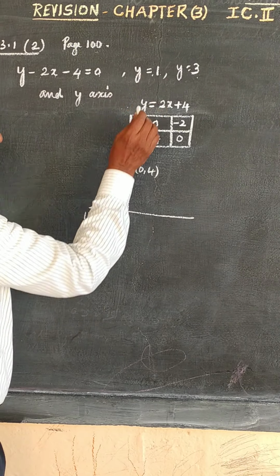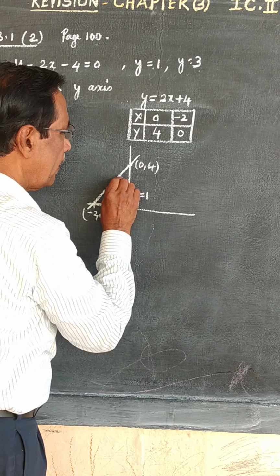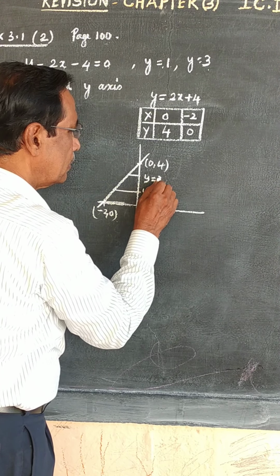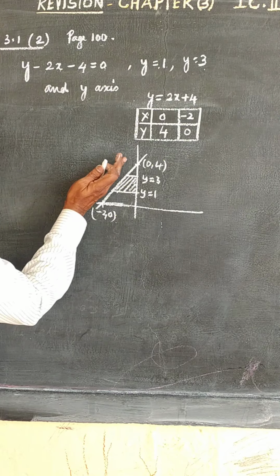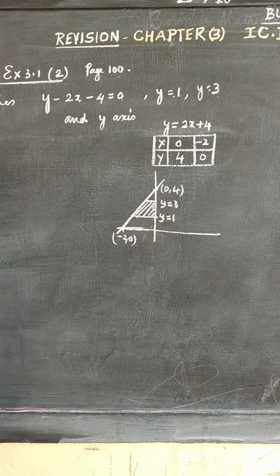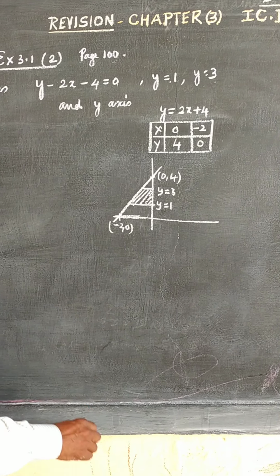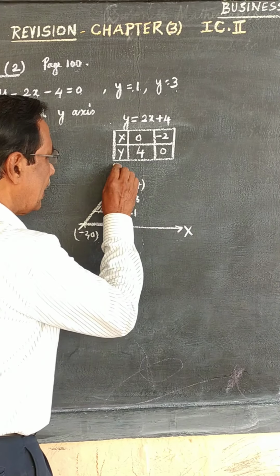Now we are given the limits y is equal to 1 and y is equal to 3. So this is the portion which we are going to find out, under the line about the y axis from y is equal to 1 to y is equal to 3. Now this line lies in the second quadrant of the y axis, and therefore it is negative.